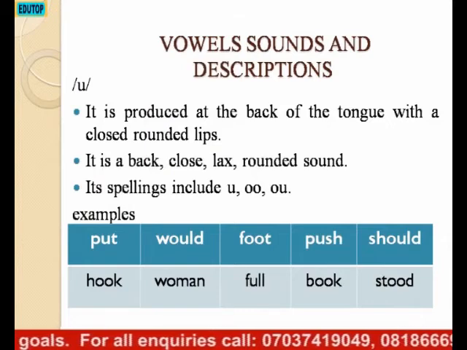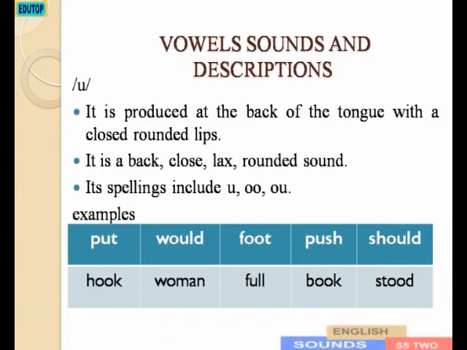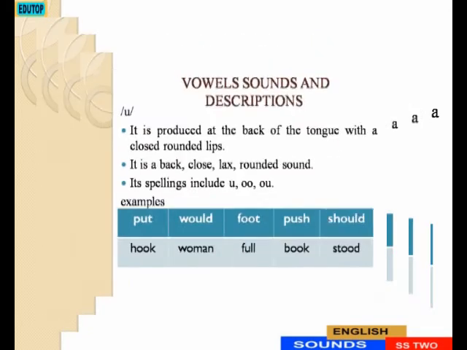This sound is produced at the back of the mouth, and then the lips are rounded when you produce the sound. Therefore, it is a back, closed, lax, rounded sound. Its spellings include U, double O, and OU. Examples: put, would, foot, push, should, hook, woman, book, stood, etc.